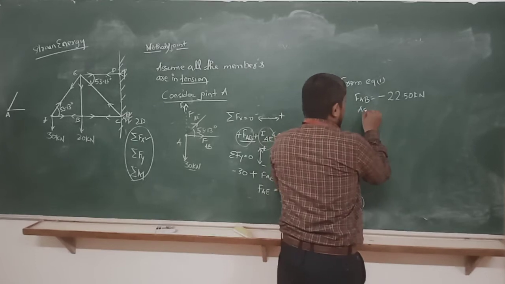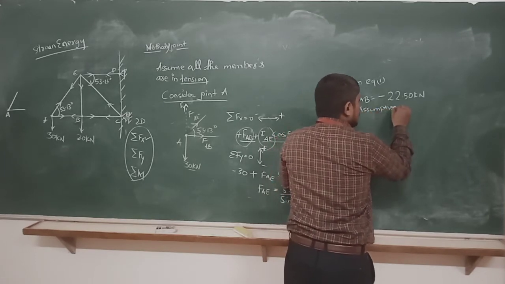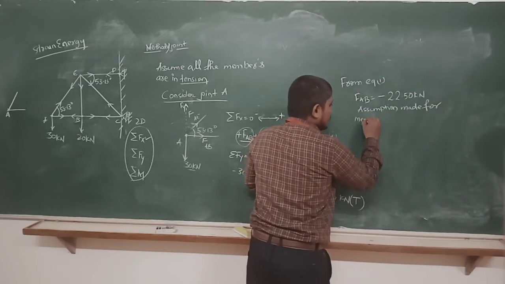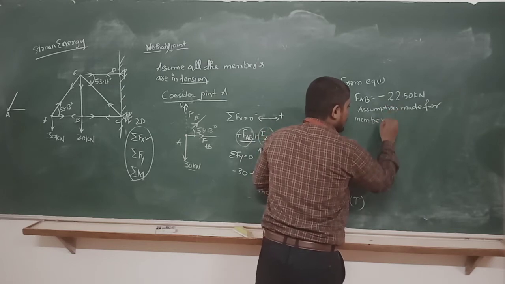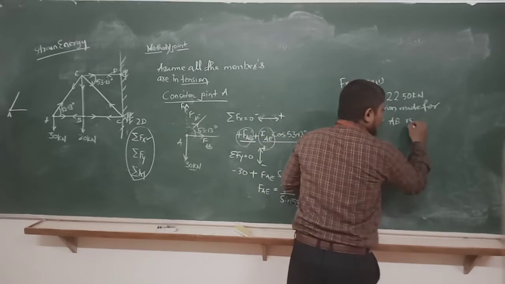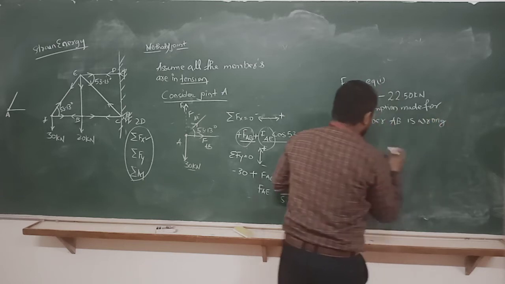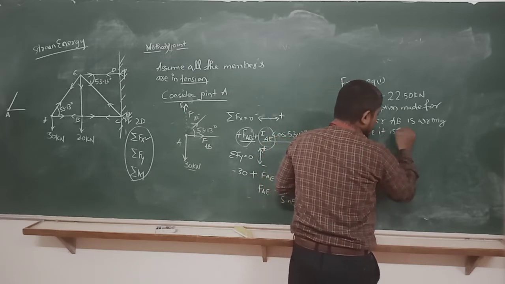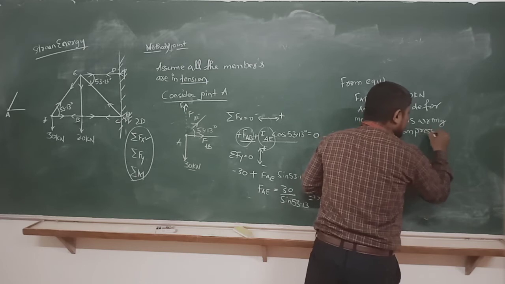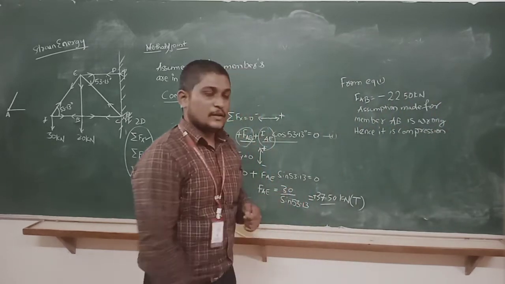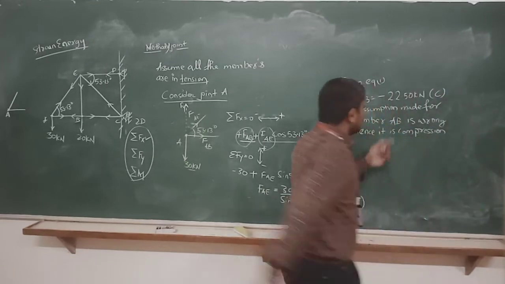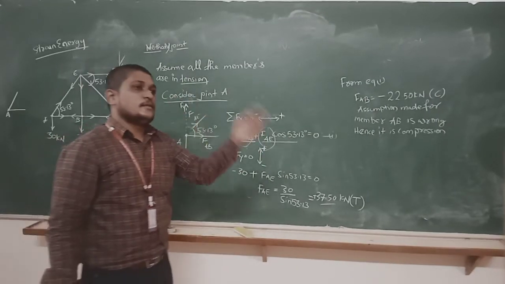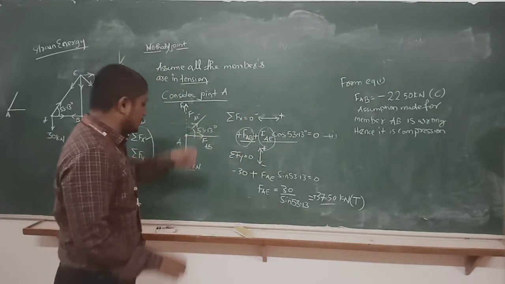Now see, I am getting a minus answer here. Means the assumption made for member AB is wrong. No need to write this comment every time, I am writing it just to make you understand. Okay, if a negative answer is coming, the assumption was wrong, it is in compression. So the AB member is going under compression.